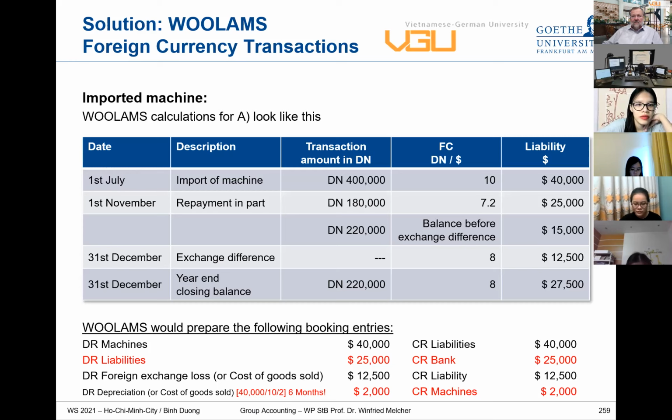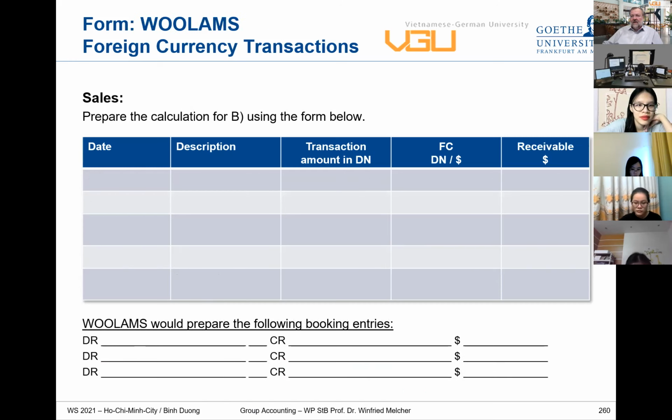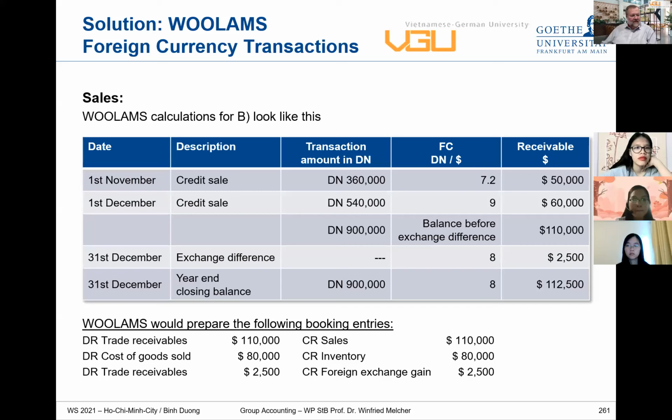Okay, so that was part 1. Now please go to the next transaction, and please use this form to come up with your suggested solution. And well, now we can talk about the solution. Here is my suggested solution.